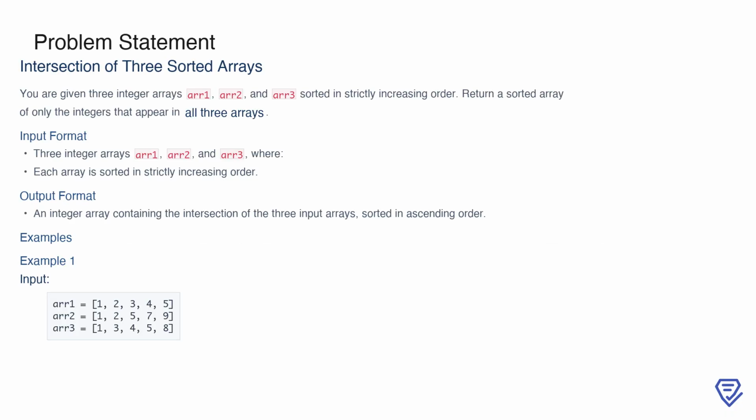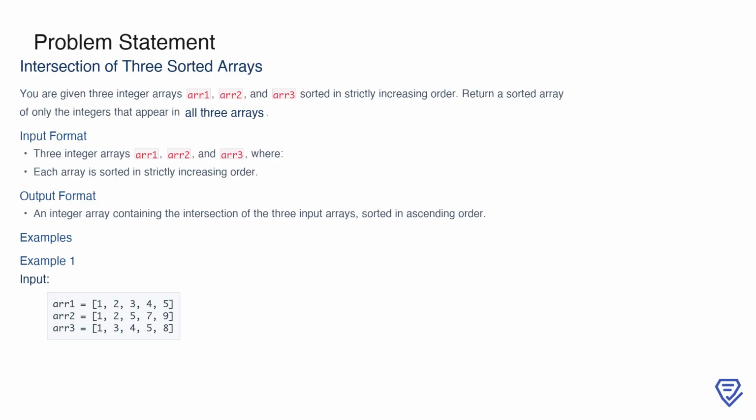In this problem, we are tasked with finding the intersection of three sorted arrays. Specifically, you are given three integer arrays, ARR1, ARR2, and ARR3, each sorted in strictly increasing order. Your objective is to return a new array that contains only the integers that are present in all three of these arrays. The result must also be sorted in ascending order. For instance, if we have ARR1 as 1, 2, 3, 4, 5, ARR2 as 1, 2, 5, 7, 9, and ARR3 is 1, 3, 4, 5, 8, we want to identify the elements that are common to all three arrays and return them in sorted order.